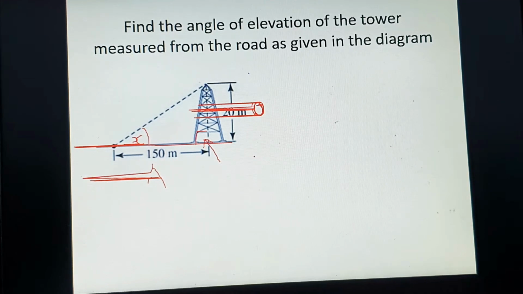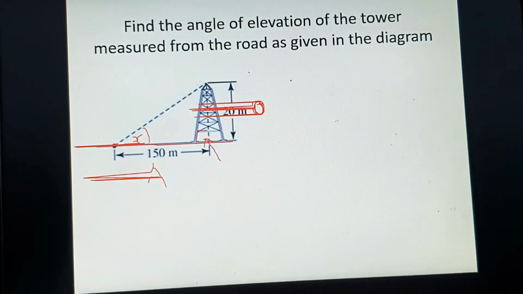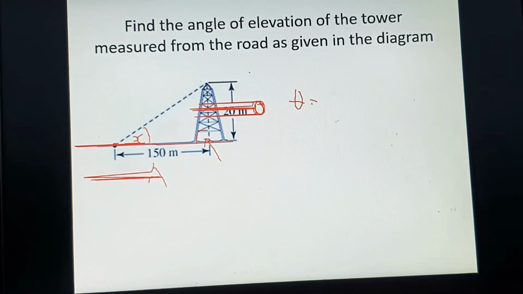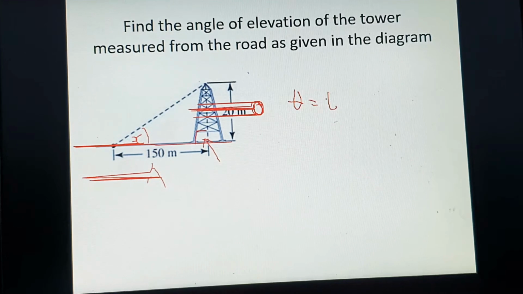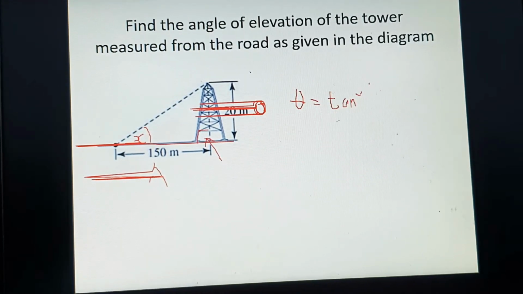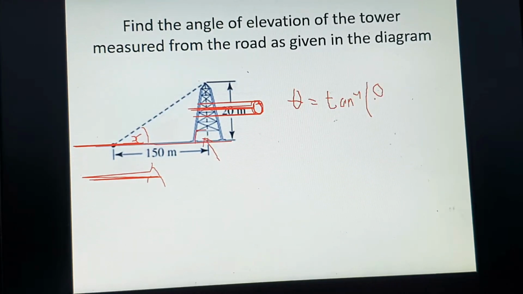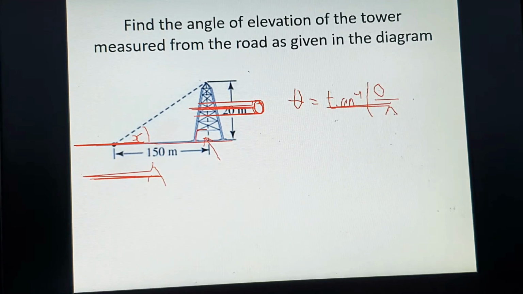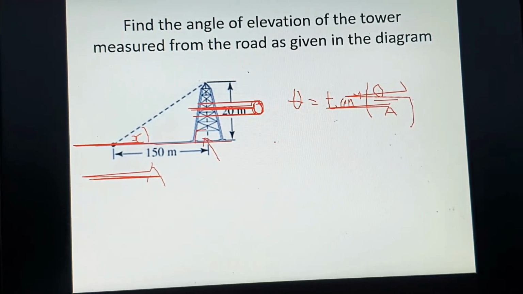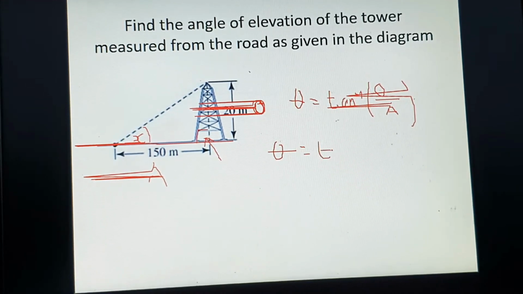Okay, so O and A, the ratio that we need to use would be tan. So theta is equal to, we're looking for an angle, so we're going to use inverse tan, that's tan to the power of negative 1, opposite over adjacent. I'm not sure why it's making funny lines, but I hope you understand it anyway. So theta is equal to the inverse of tan.